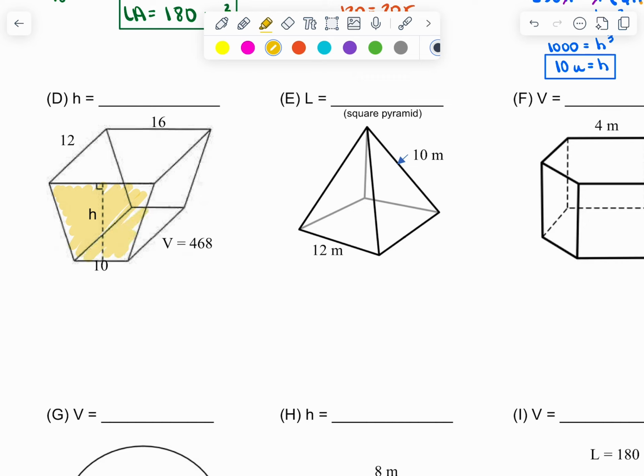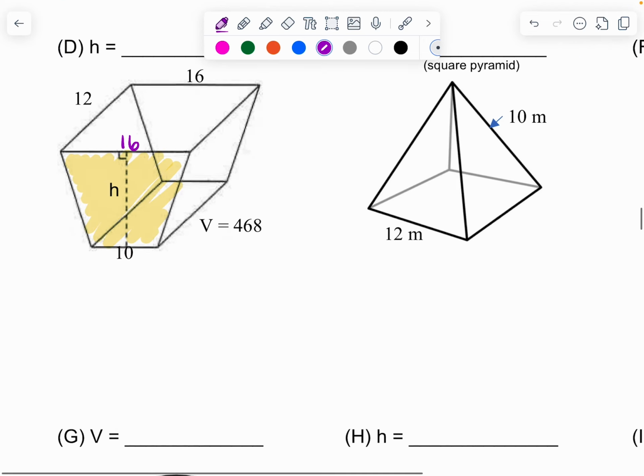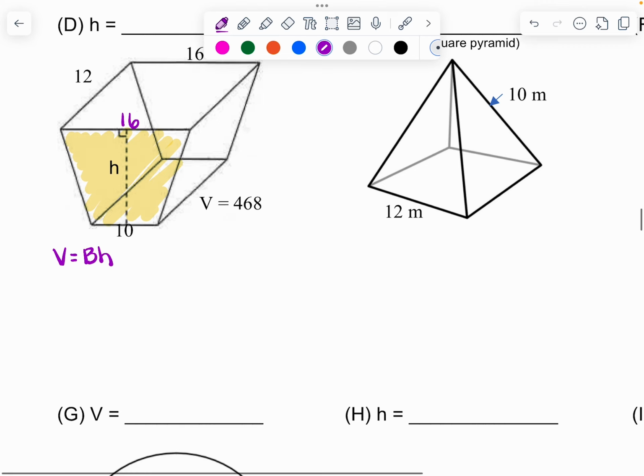So here's our trapezoid base. Get rid of that purple, right? And there's one on the front and one on the back, right? And so we clearly know that this is also 16. I'm just going to go ahead and label that. And the volume is 468. All right, so volume equals capital BH because it's a prism.